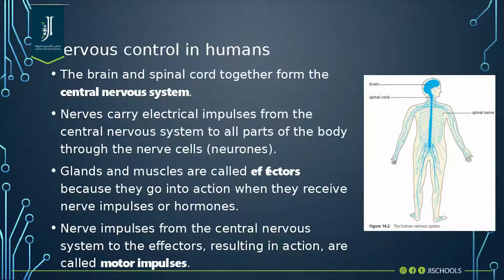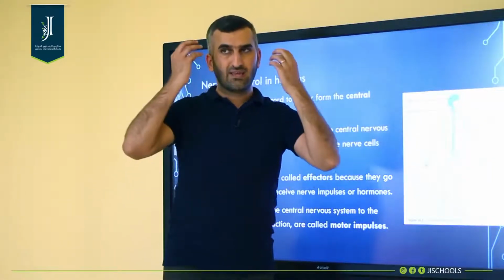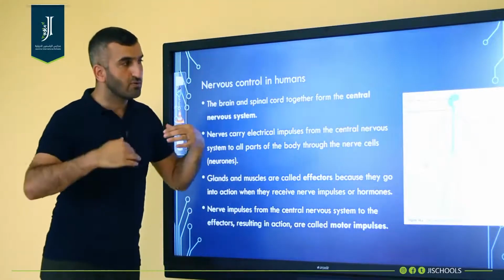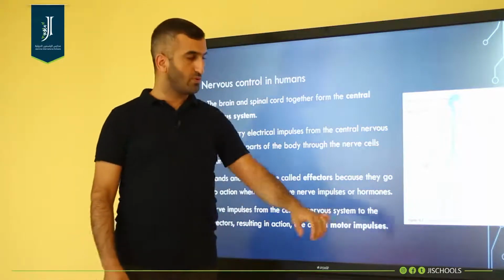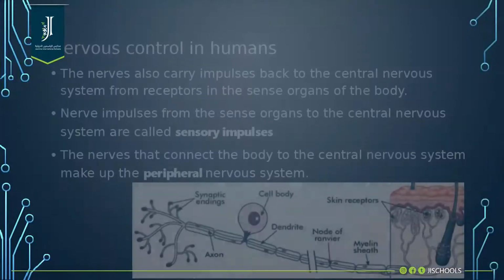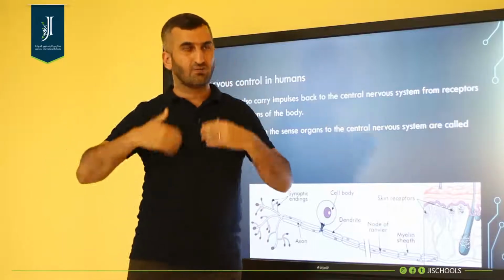Now, we have two main types of neurons. The first one is called the motor neuron. Motor neurons are the nerve cells that take the impulses from the brain to the effector. The second type is called the sensory neuron. A sensory neuron is the nerve cell that takes the signal from the receptors all over the body back to the central nervous system, the brain and the spinal cord.